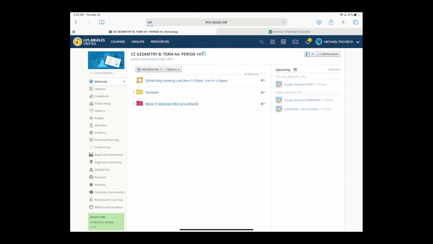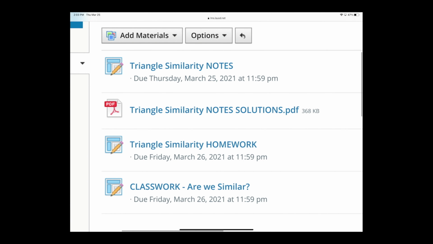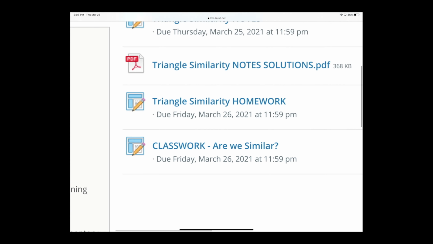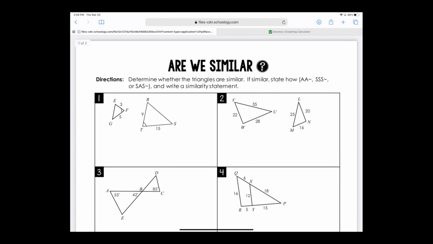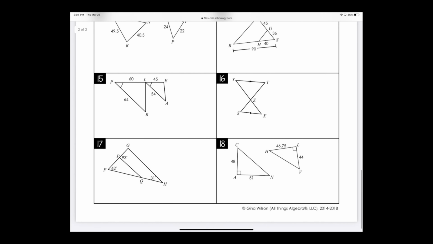Go to week 11 and you'll see there's the notes at the top and the note solutions. You don't have to turn those in, but you'll see here at the bottom, homework and classwork. Those are the two things you're going to do. So if I click on classwork, you're going to look at classwork, and yes, you can do it with Cami. You're going to say, uh-oh, there's 18 problems, mister. That's a lot of problems.